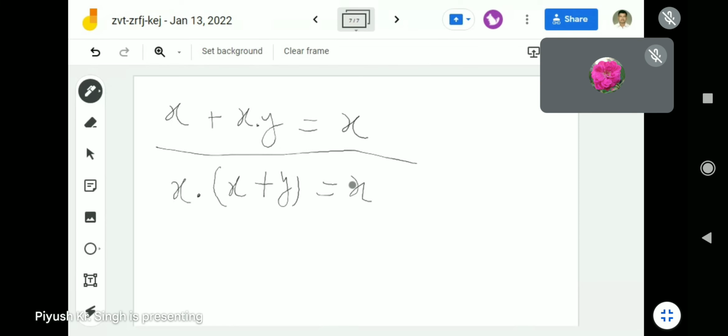Is it clear? इसमें किसी को कोई डाउट है? If anyone has any doubt, please ask. Is it clear to all or not? Clear, sir. Okay, so it's clear, then this is very good.